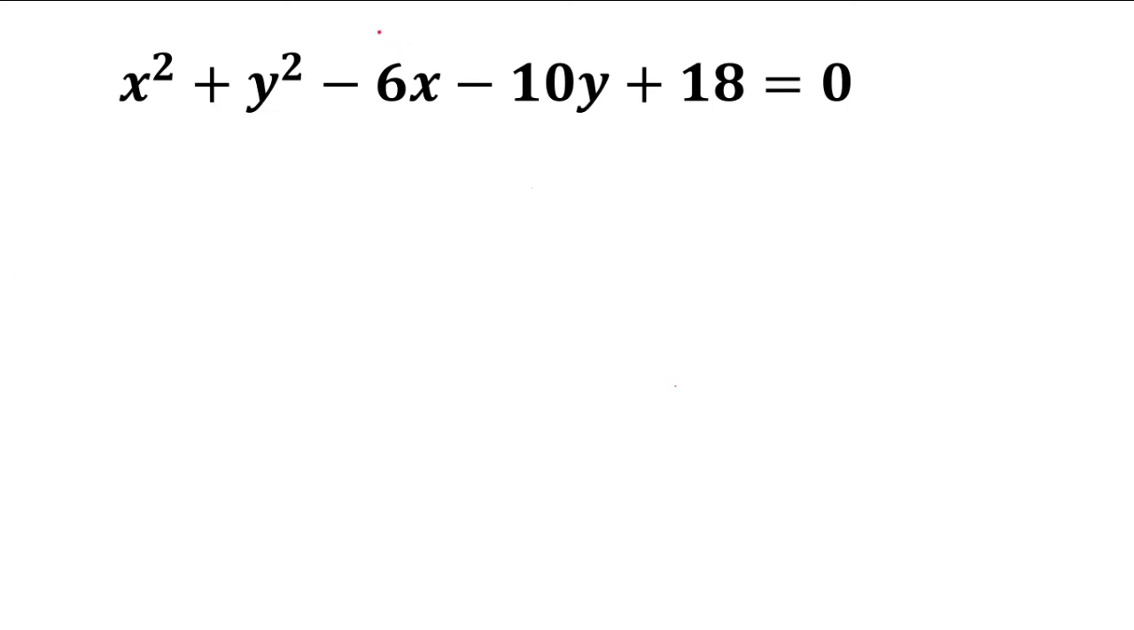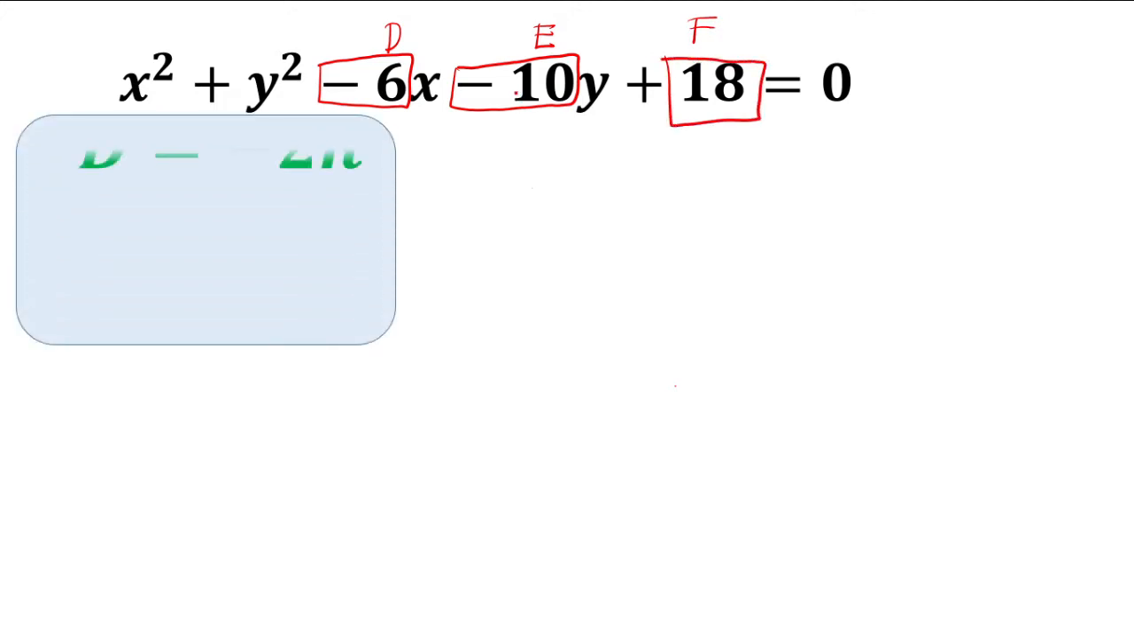So, given muna tayo. Ang ating D, the value of D, ito is negative 6. The value of E is negative 10. And the value of F is positive 18. Okay, so gagamitin natin yon. Now, D is equal to negative 2H. Substitute the value of D, which is negative 6. So, it will become negative 6 is equal to negative 2H.